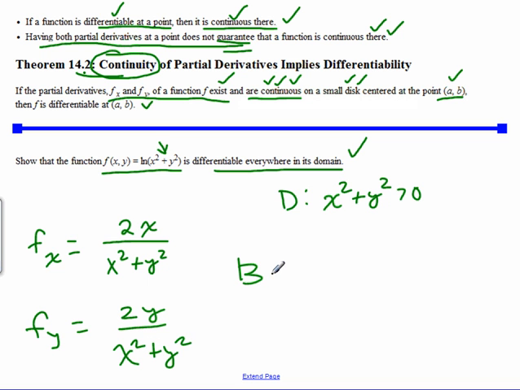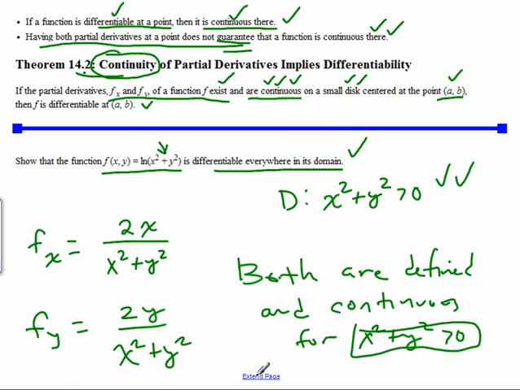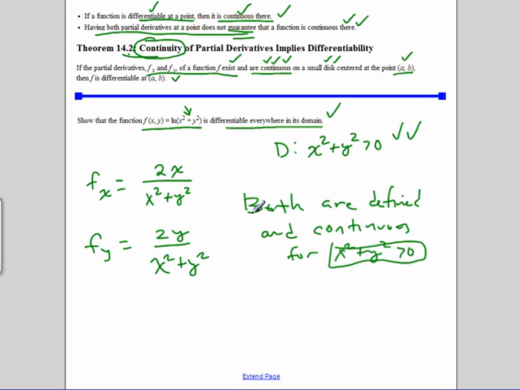And both are defined and continuous provided that x and y aren't both 0, or that x squared plus y squared doesn't equal 0. But that's part of our domain. So therefore, this shows that our function is differentiable everywhere because the partials exist and they are continuous.